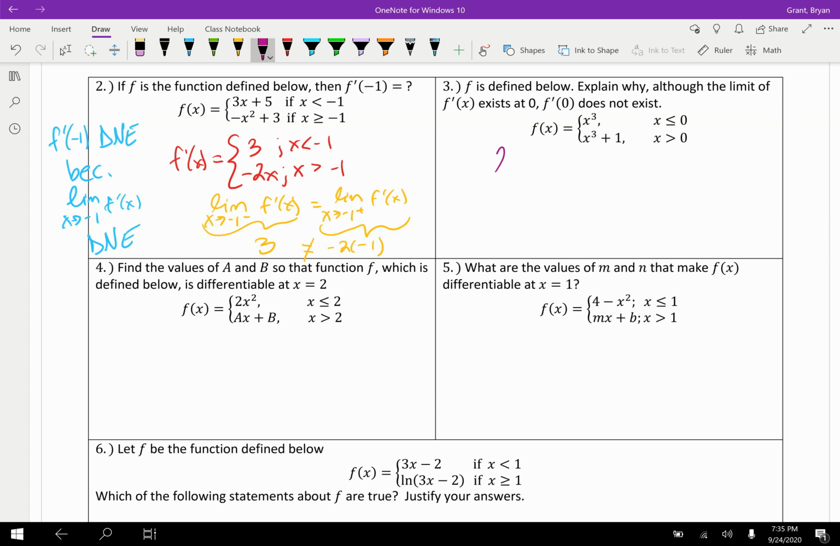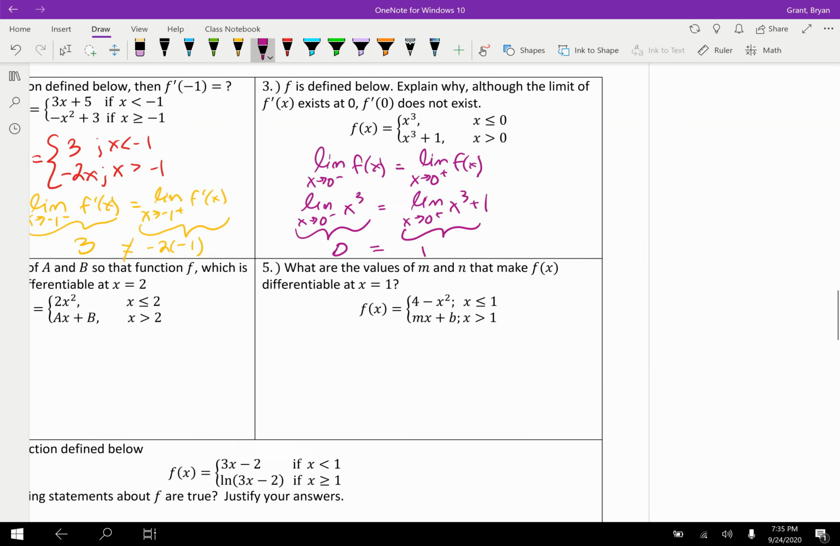What we're really checking here is the limit as we approach 0 from the left side of f of x, not f prime here, and the limit as we approach 0 from the right side of f of x. Okay, so as we approach 0 from the left side, x cubed is in charge. As we approach 0 from the right side, x cubed plus 1 is in charge. This is 0, and this is 1.